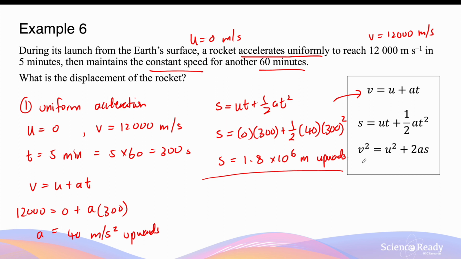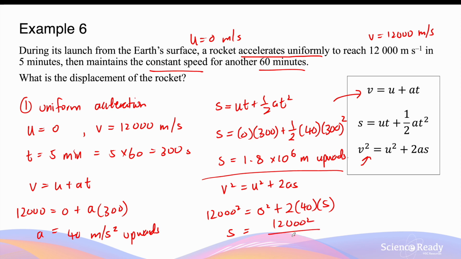We can also use the third equation to calculate displacement because we know the final velocity of the rocket at the end of the 5 minutes. v squared equals to u squared plus 2as. So 12,000 squared equals to 0 squared plus 2 times by 40 times by s. So s is equal to 12,000 squared divided by 80. And we get the same answer of 1.8 times 10 power 6 meters upwards.